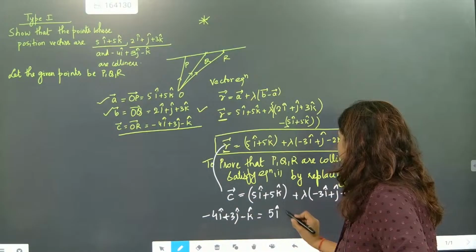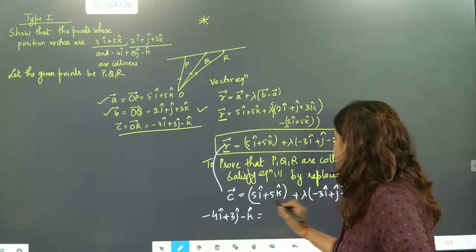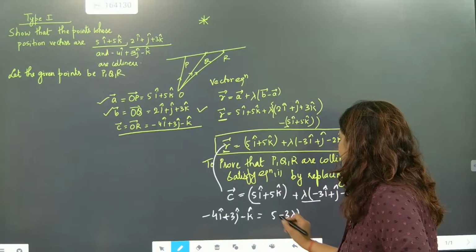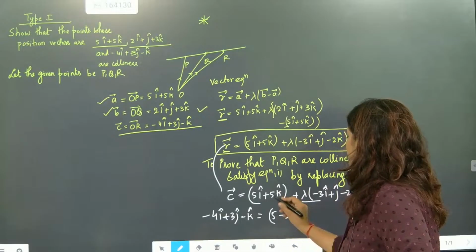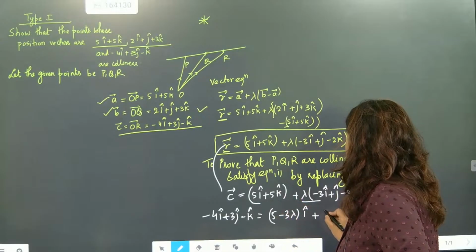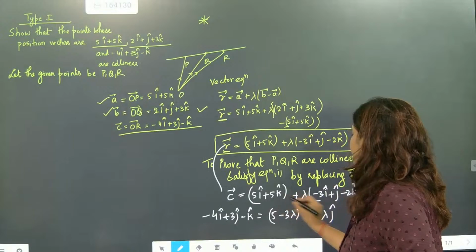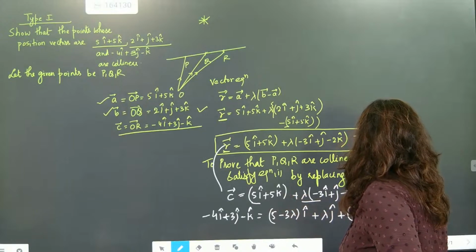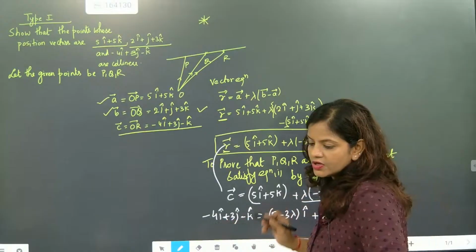Okay. Now lambda part, 5i. So can we take this section and this section together? So it will become (5 minus 3 lambda) i cap. Now the second part, the j part is lambda j, and then the k part is 5 minus 2 lambda k cap. Now the equation's LHS is equal to RHS.